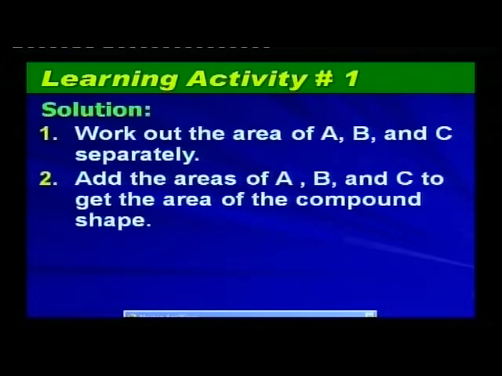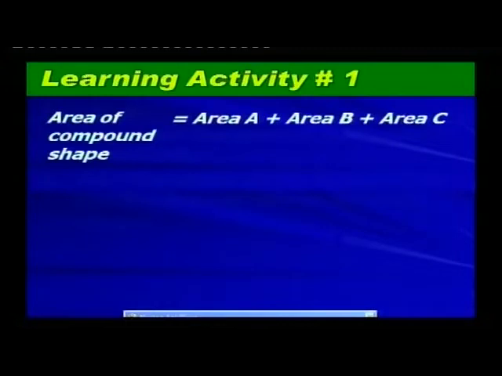Step number two, we will now add all those areas together from the 3. Area of compound shape equals area A plus area B plus area C. I'd like you to add those 3 areas to get the total area of the compound shape.